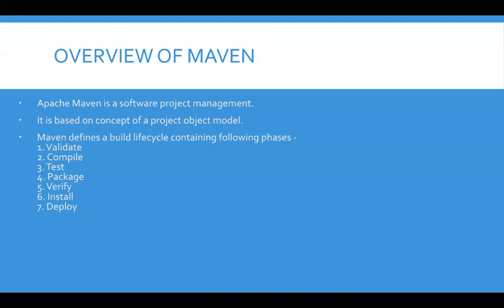If test cases are passed, then we come to the next phase, that is the package, in which the compiled code is packaged in its distributable format like jar or whatever you had defined in your pom.xml file. Then it's verified, installed in your local repository, and then it's deployed in the build environment. So these are the phases that are included in the Maven build lifecycle. Whenever you build your project, these are the default phases that are run.